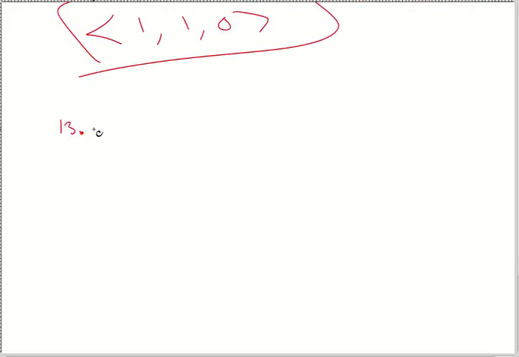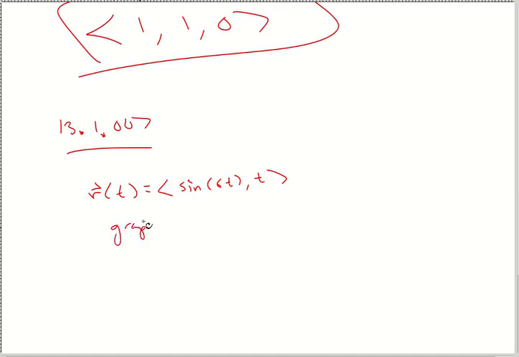So we got 13.1.007. I have an r of t, a parametric line or graph of sine 6t, comma t. I think they're going to want me to graph it. Looking at my work here, I see that I put a graph and there's nothing really else going on. So let's graph it. This is how I see it.